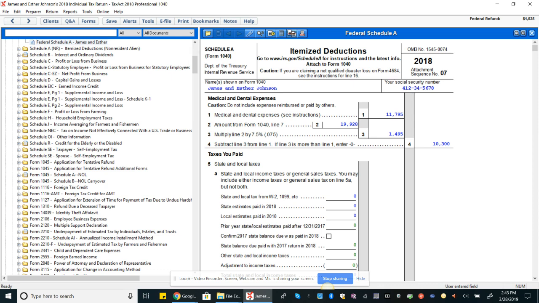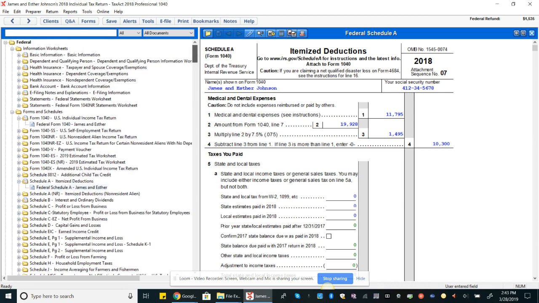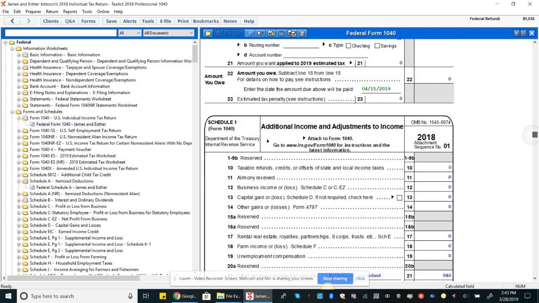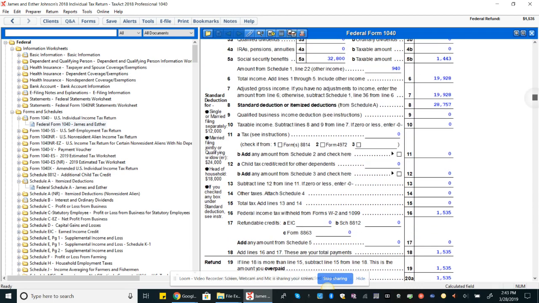So first, let's take a look at the amount of Schedule A, and then we'll go over exporting the form. So if we come here, we can see here standard deduction or itemized. Their standard deduction would have been $24,000, and they're taking $28,757 instead. So that's their total itemized deductions.